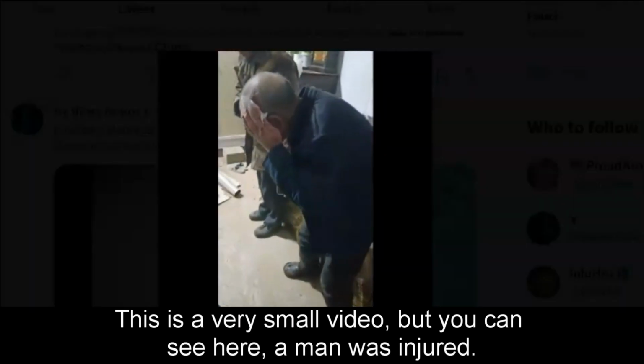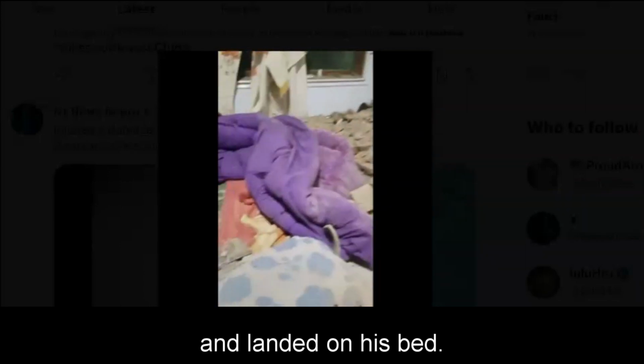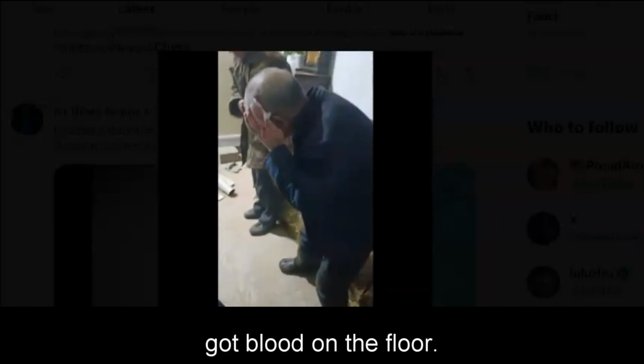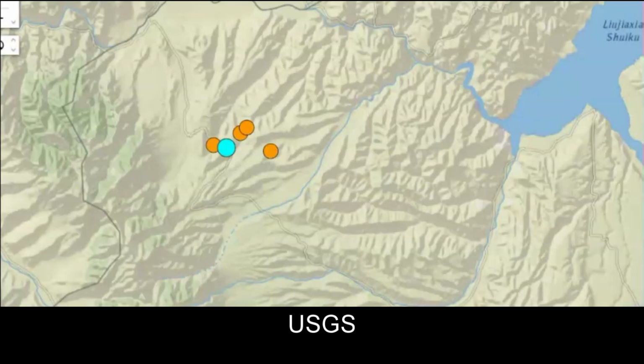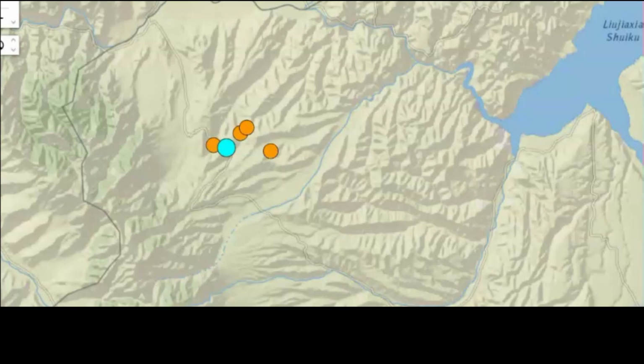Wow. This is a very small video, but you can see here a man was injured. He was probably hurt by bricks that fell. See that on the floor? And they came through his ceiling and landed on his bed. Yeah, he's got blood on the floor. Yeah, head injuries are the worst. Poor guy. Yeah. USGS is only reporting 5 earthquakes from this location, but they don't report them all.